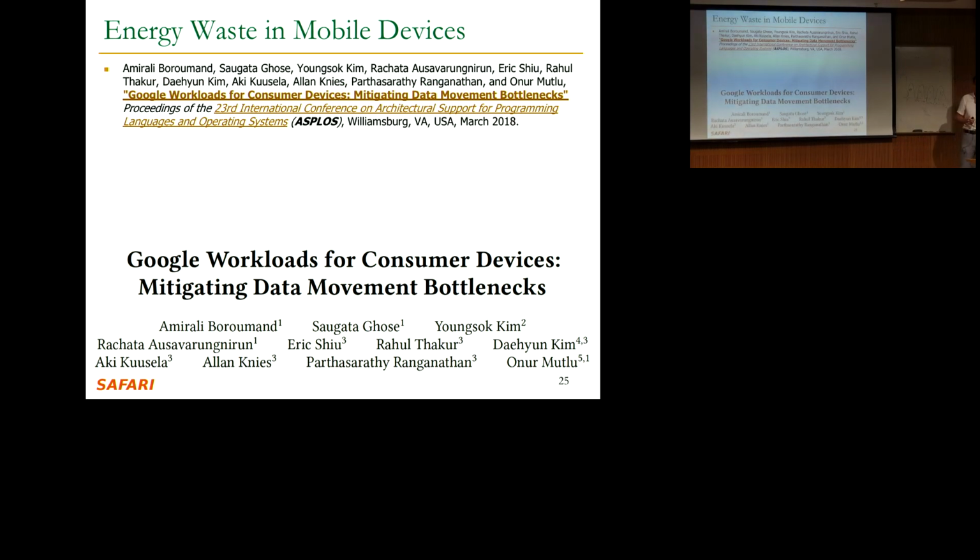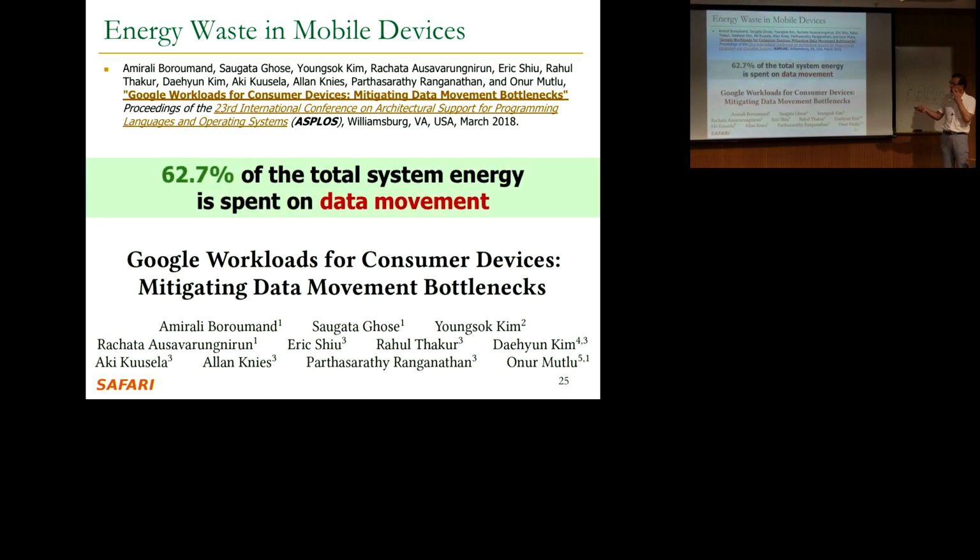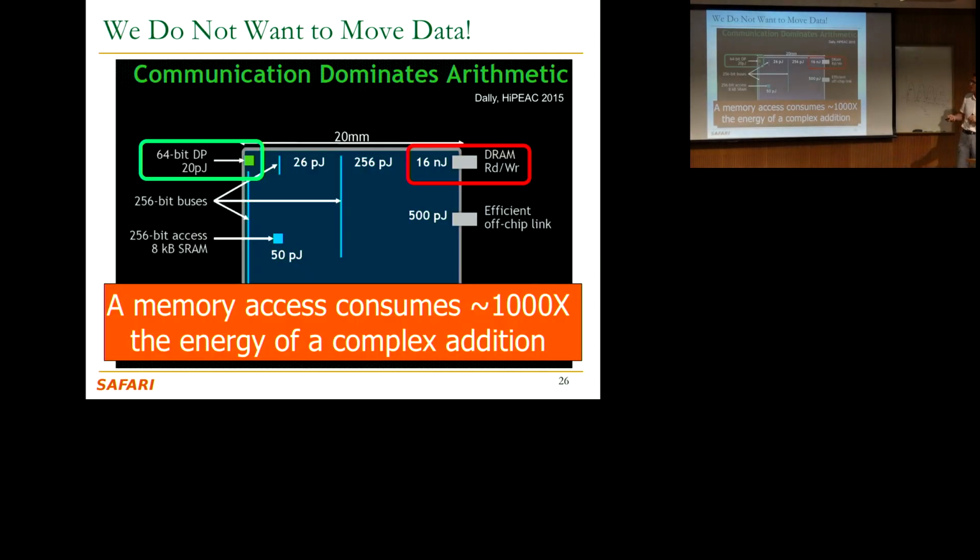I'm going to talk about this paper in a little bit more detail. This was published in ASPLOS this year, where we looked at four major workloads that are used in Android devices and Chromebooks. And we saw that basically 60% plus of the total system energy is spent on data movement in these real workloads. We're going to get back to this. So this leads to a huge energy waste in the end. I think the title says it all. We do not want to move data. If you want to be energy efficient, you don't want to move the data.